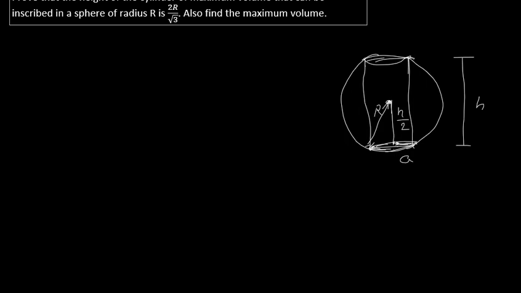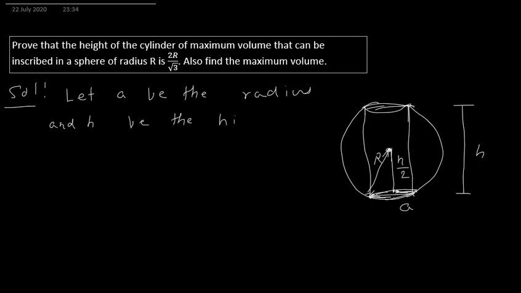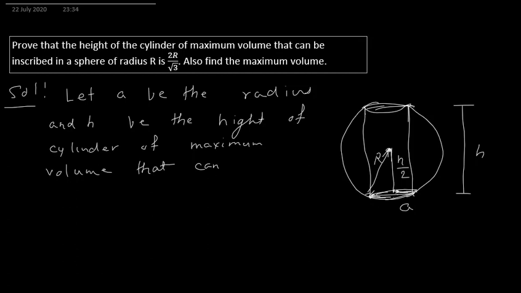So we know that r is the radius of the sphere. In the solution, I will say: let a be the radius and h be the height of the cylinder of maximum volume that can be inscribed in a sphere of radius capital R.